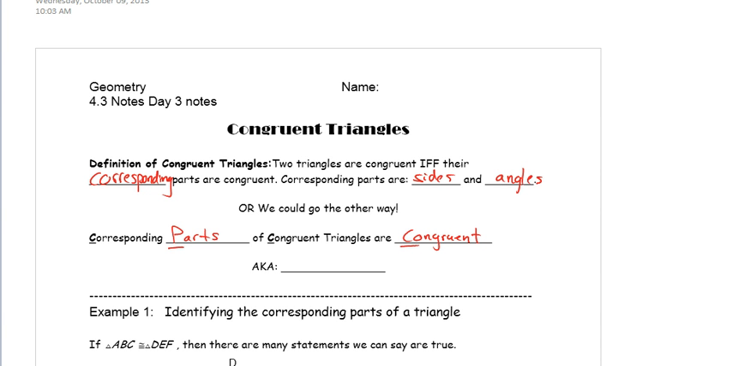If you notice, I underlined the first letters of those main words there: corresponding parts, congruent, triangles, congruent. We also call that CPCTC. It's kind of a little tongue twister when you try and say it, but it's a lot better than saying corresponding parts of congruent triangles are congruent every single time, or when we get to proofs, having to write that out every single time. So CPCTC is the shortcut there.